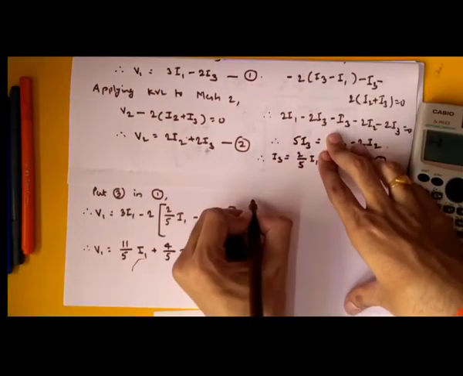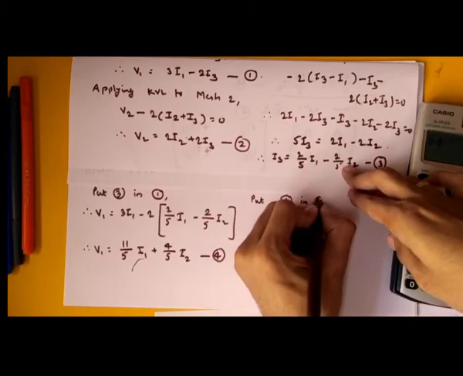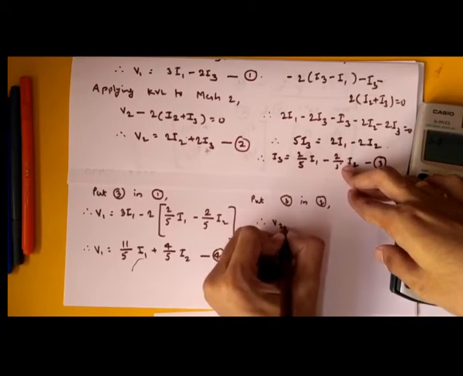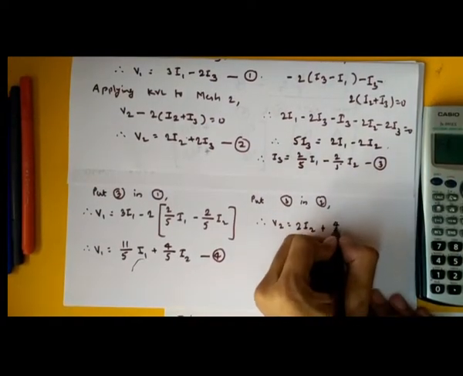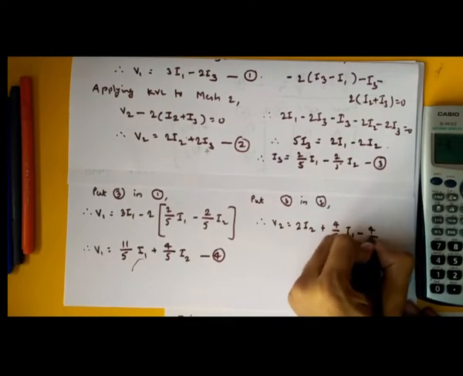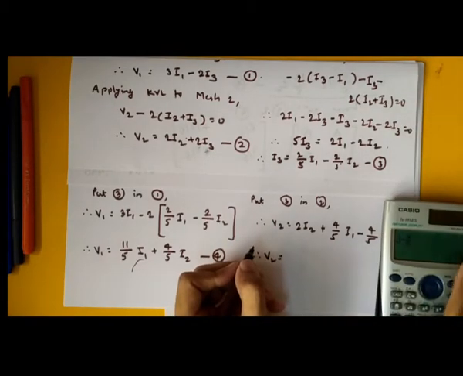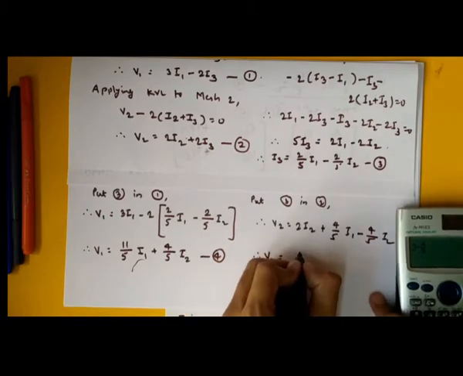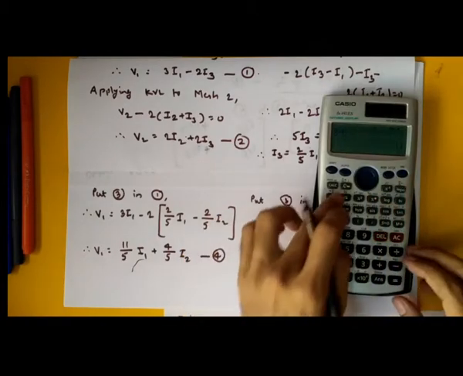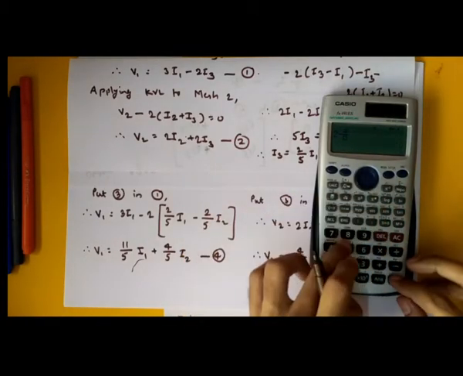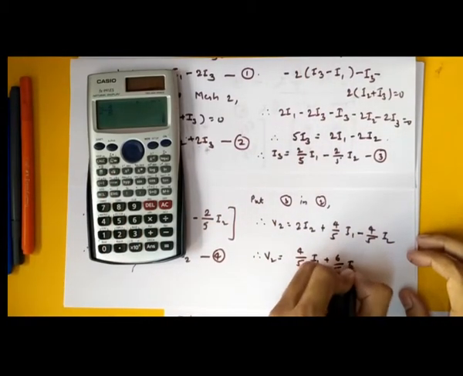So next, put 3 in 2. So therefore V2 equal to 2I2 plus, I'll directly write this, 4 by 5 I1 minus 4 by 5 I2. So therefore V2 equal to 4 by 5 I1 as it is, and 2 minus 4 by 5, it is 6 by 5. So plus 6 by 5 I2.